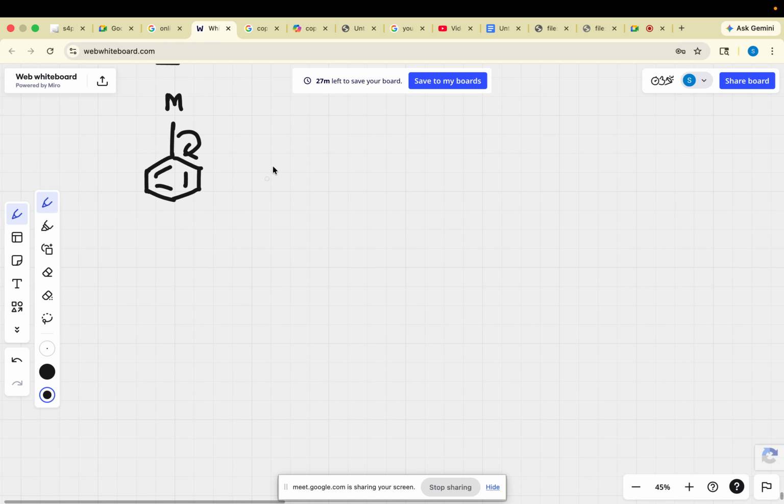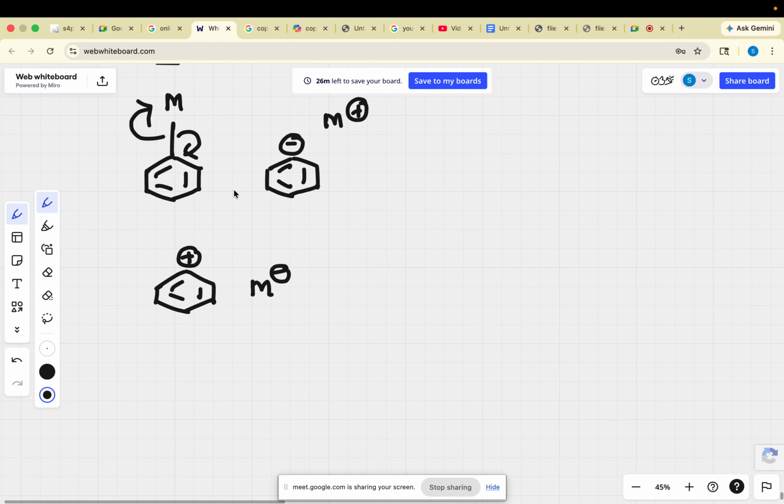If you break like this, what will you get? You will get negative charge on this sp2 hybridized carbon, and metal will be positively charged. Another possibility is it can break like this also. Then the benzene ring will become positively charged and metal will be negatively charged. So which one is more stable?